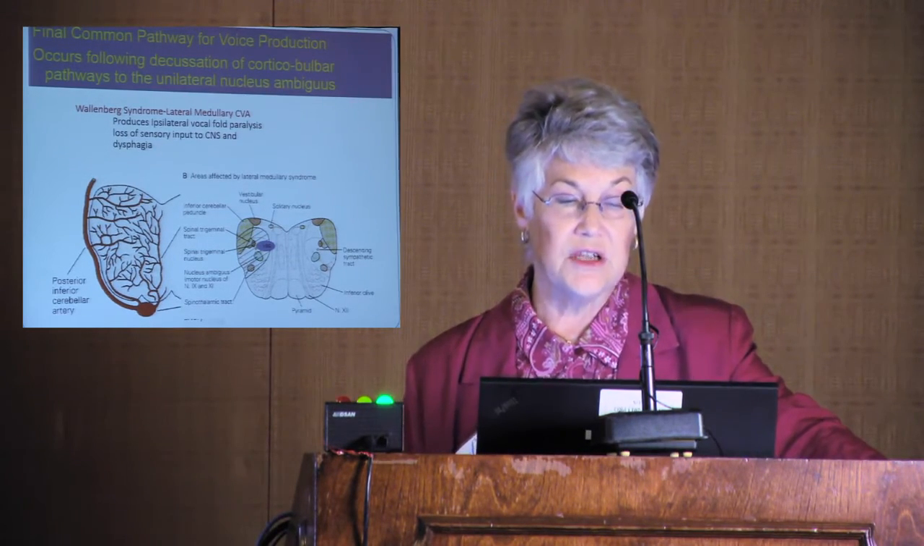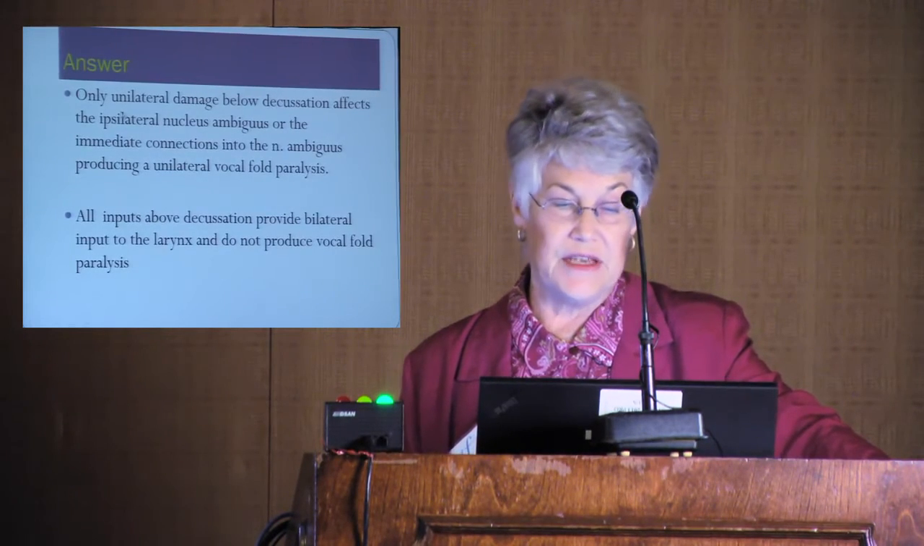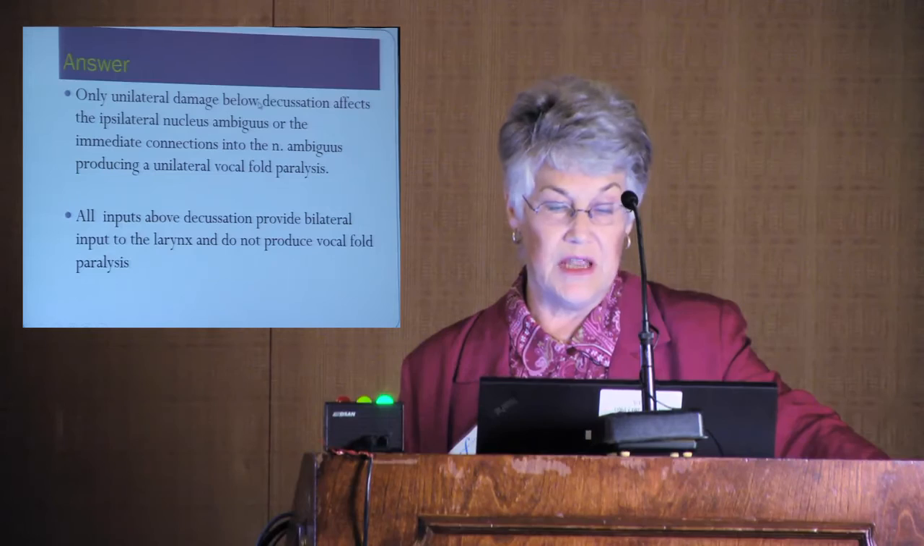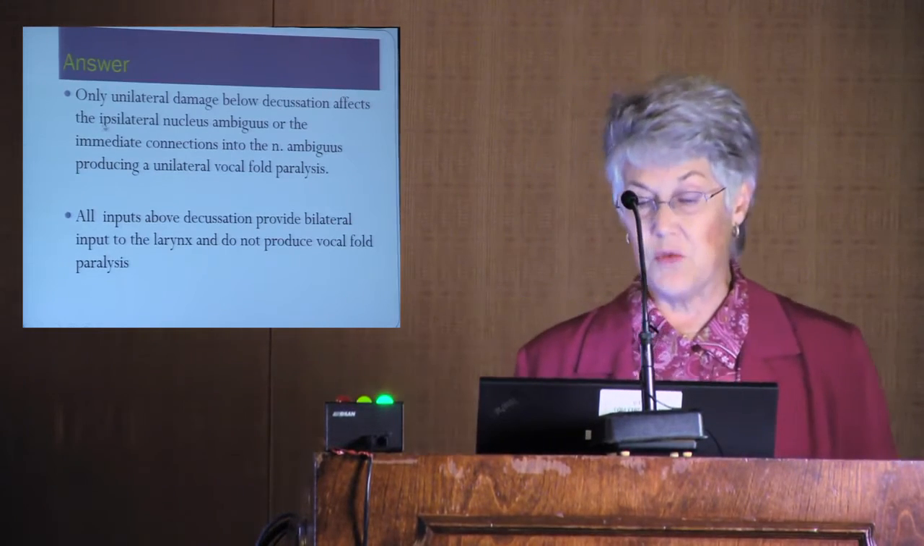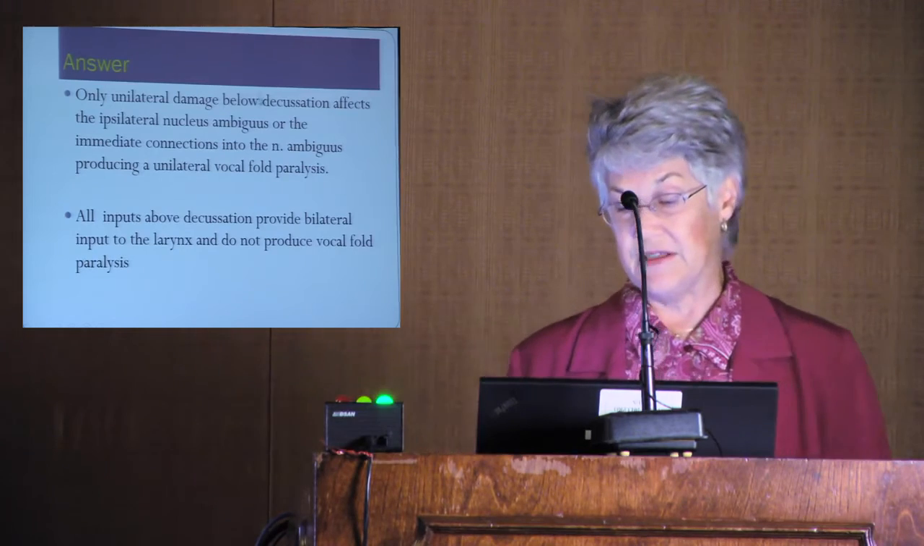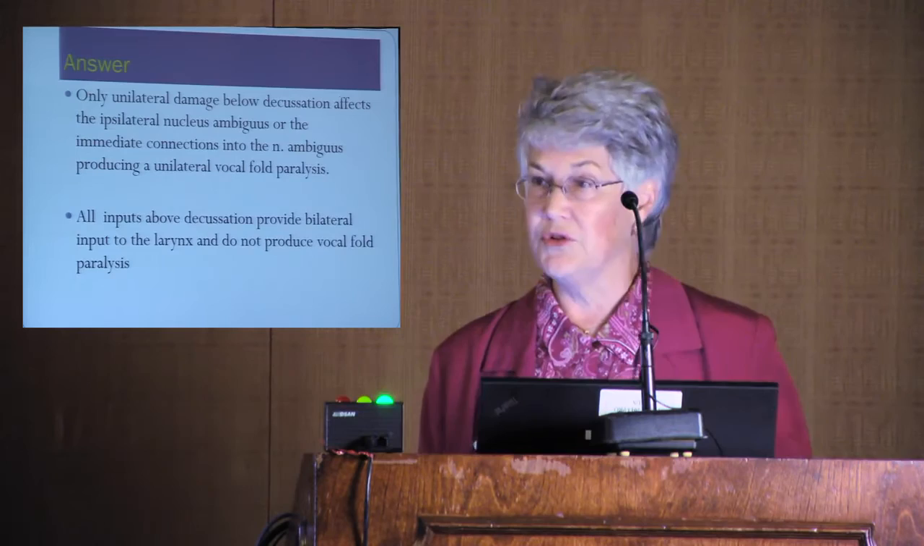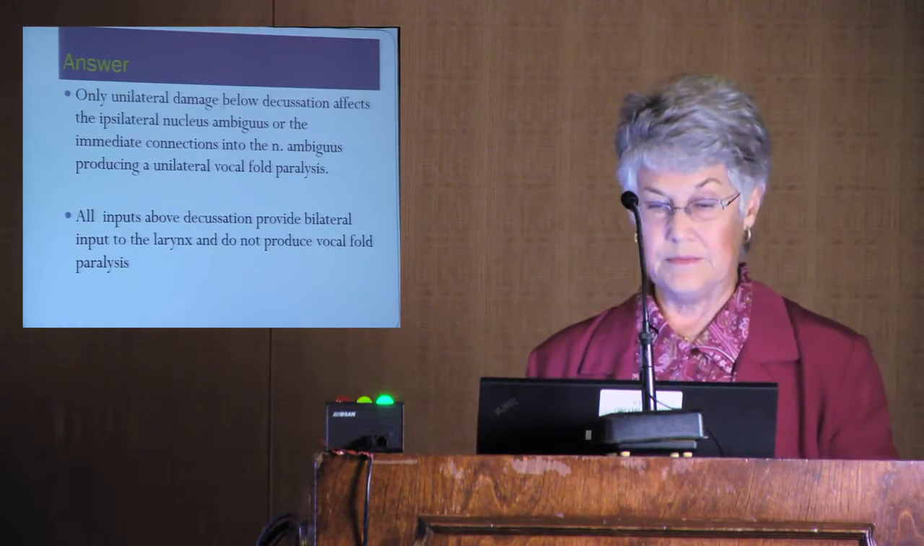Okay, so the answer: the only unilateral damage is below the decussation, which affects both the ipsilateral and just one side of the nucleus ambiguus. All inputs above the decussation point have bilateral input to the larynx and do not produce a vocal fold paralysis.